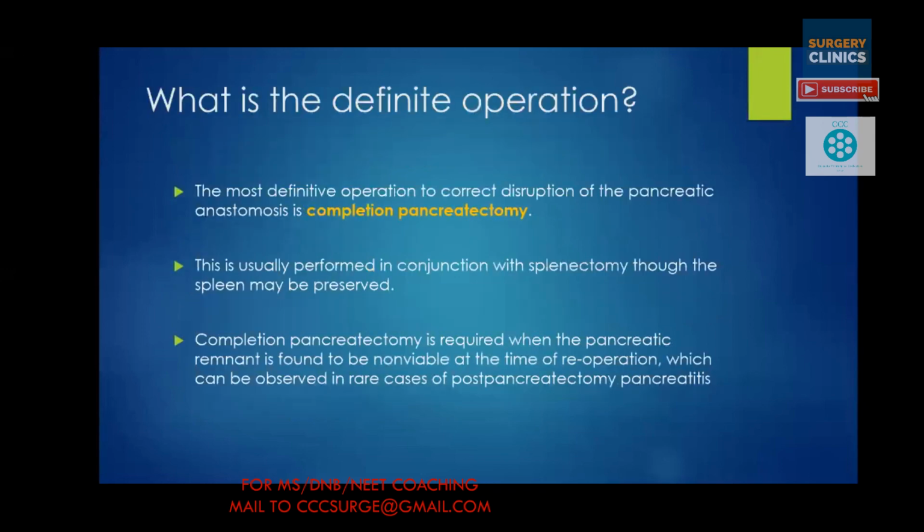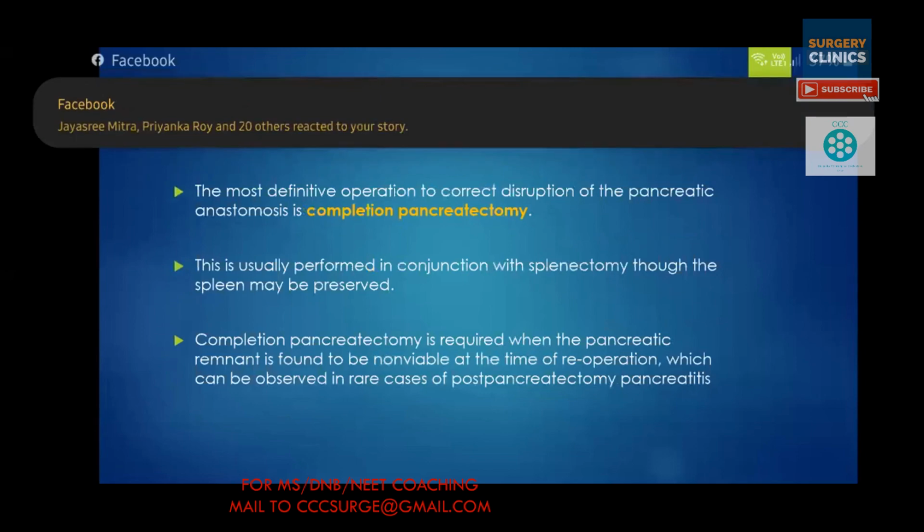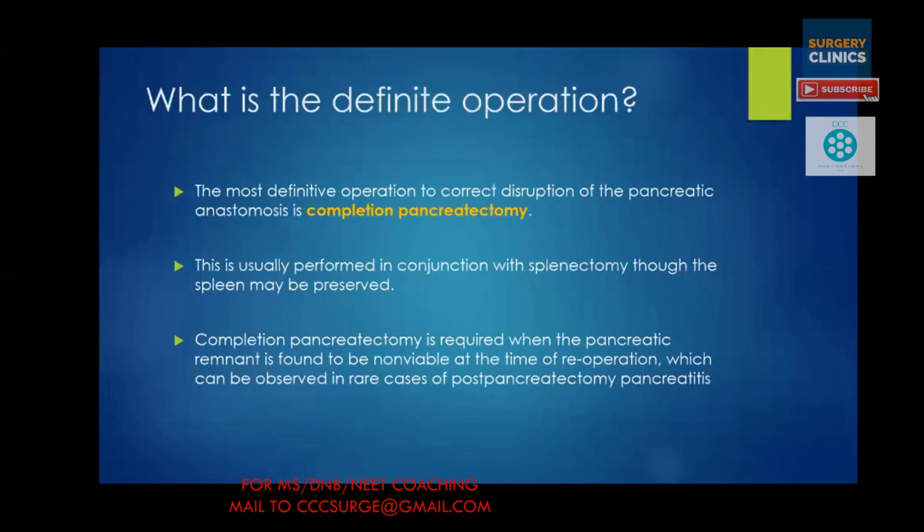So, then they'll ask, what is the definitive operation? You say, sir, the most definitive operation to correct a disruption of pancreatic anastomosis is a completion pancreatectomy. Do not answer this immediately. Whatever steps that I have told you first, say all those things and then you say this. This is usually performed in conjunction with splenectomy, so the spleen may be preserved. Completion splenectomy is required when the pancreatic remnant is found to be non-viable at the time of operation. When the pancreas is already non-viable, which can be observed in rare cases of post-pancreatectomy pancreatitis.